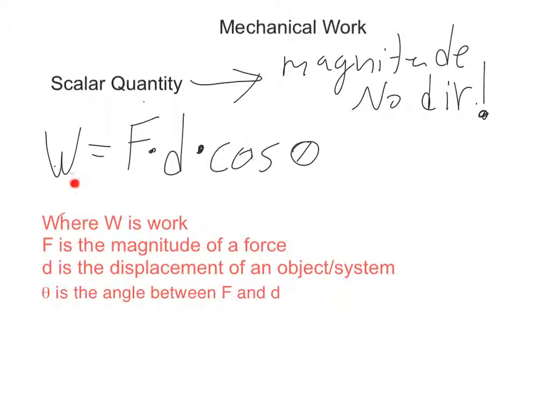So the equation for finding mechanical work is as follows. We have W, which is work, being equal to F times D times the cosine of theta, where F is the magnitude of a force that's acting on an object, D is the displacement of that object or system, and theta is the angle between the directions of the force and the displacement.